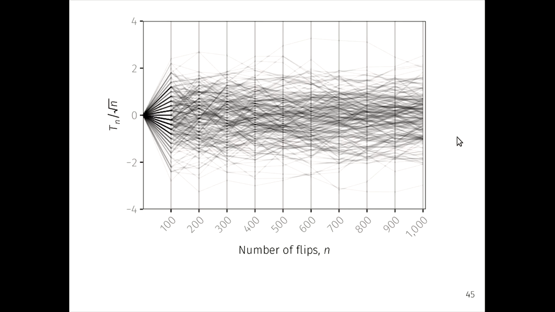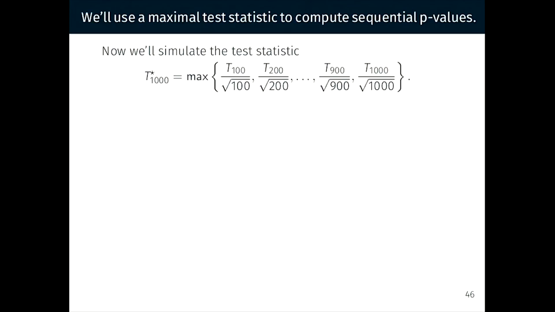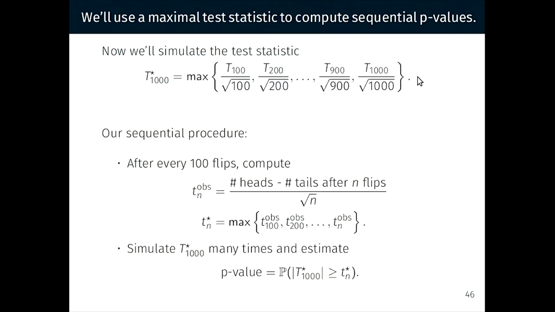So that's the first step. I've got the standardized test statistic. Now I've got the sequence of standardized test statistics. And what I'm going to do is form a new test statistic, which is the maximum of all 10 of them. I'm going to call that T star 1000. It's going to be the maximum of all 10 of my standardized test statistics. And I can simulate that. And so I can just use that in the same procedure as before.